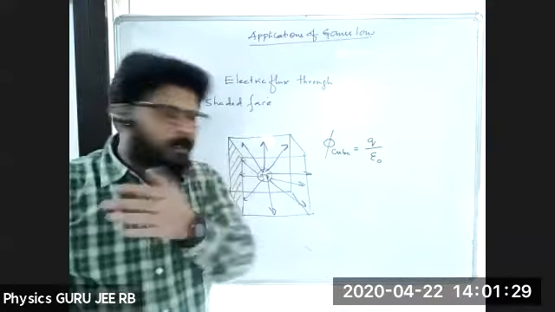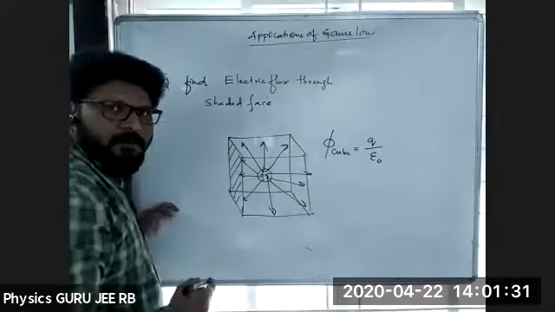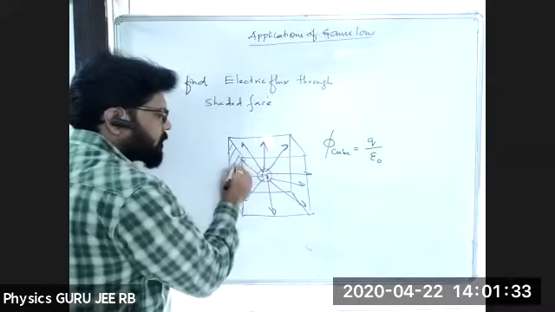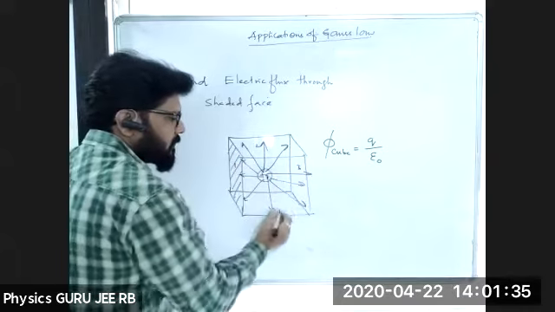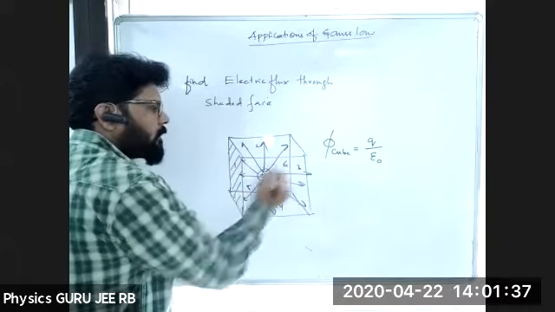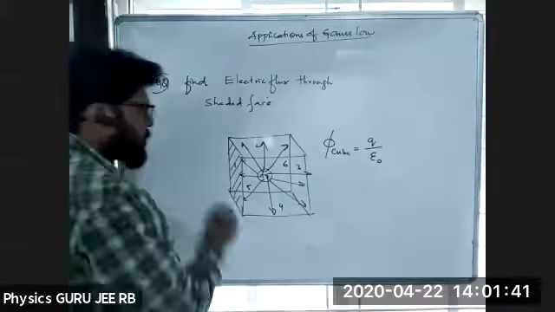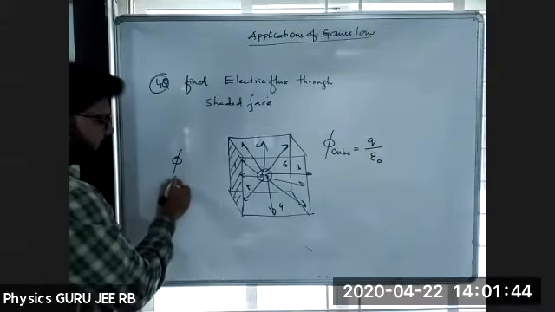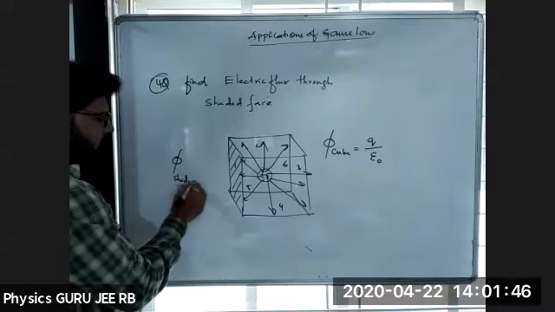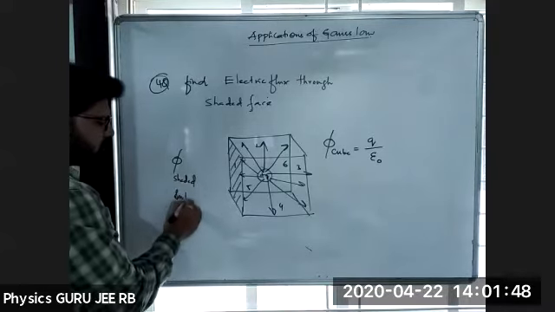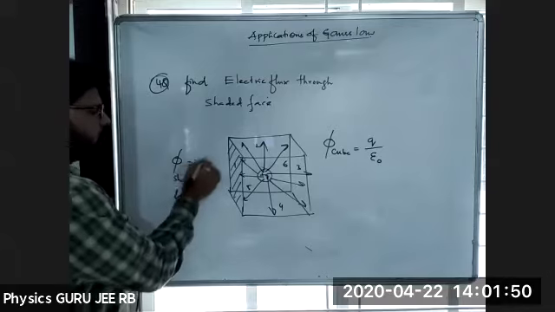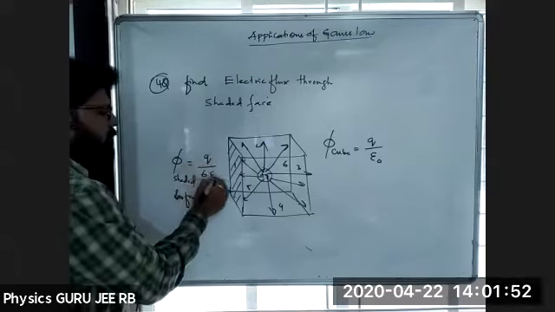That means we want only one surface. The surface means this is 1, let us take 2, here it is 3, this is 4, 5, and 6. Through the surface I require, which is nothing but 5, through one surface, or a shaded surface, the flux equals Q by 6 epsilon naught.